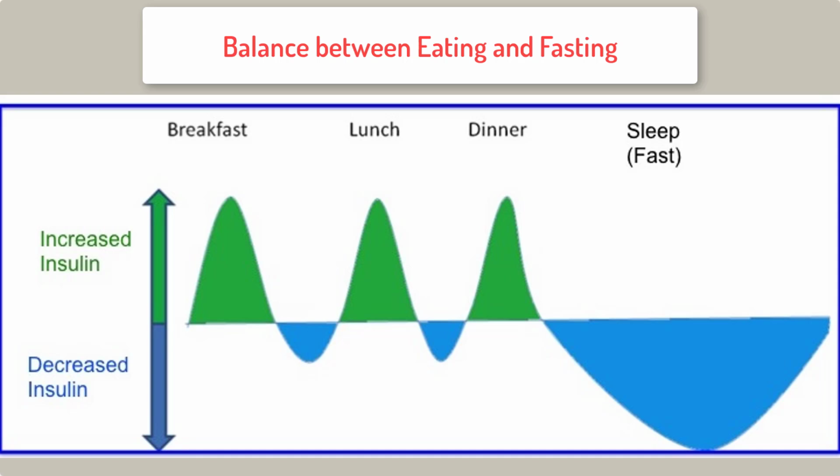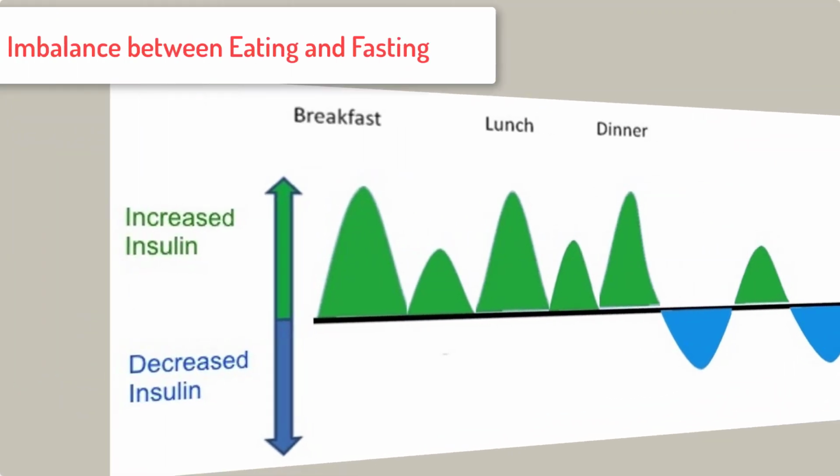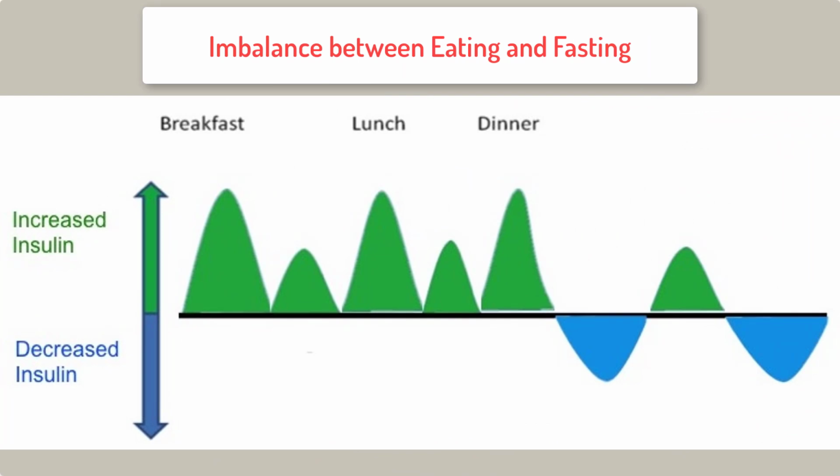But as we saw in the previous video, if we now add in snacks and eat 5 or 6 times a day, then we're creating an imbalance in our eating and fasting periods and constantly stimulating insulin. And this is what leads us to insulin resistance.